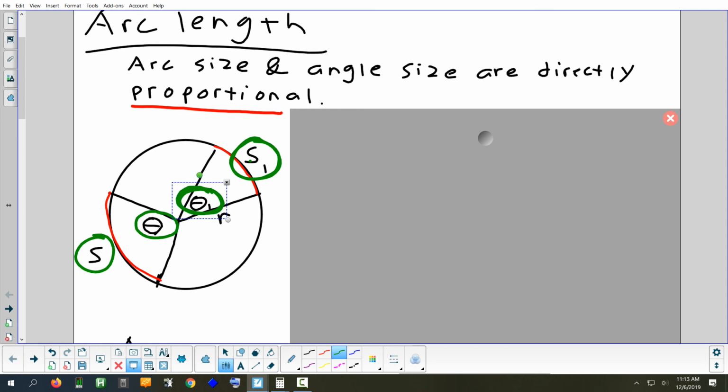Okay, so that's the first part. If this arc is exactly the same length as the radius, then how big is this angle automatically? 90 degrees. Not 90.